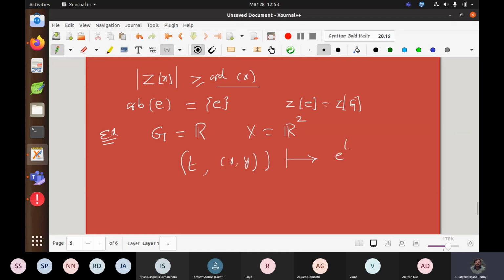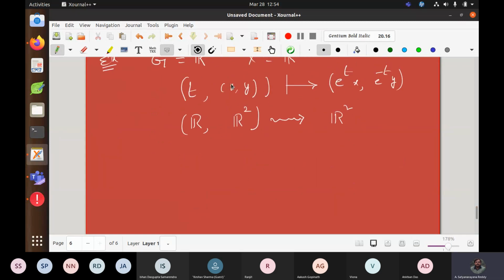I am defining the map like this: T acting on (x, y) gives (e to the power tx, e to the power minus ty). Is the map clear? It is a map from the group to R squared, taking an element of R squared to an element of R squared. This is informal, but I hope you understand. Please check every time whether it is really a group action.